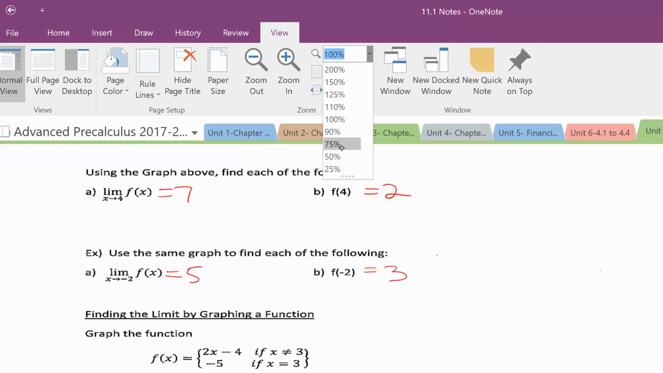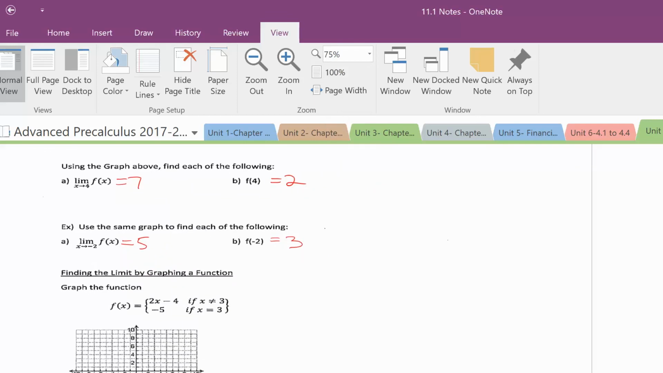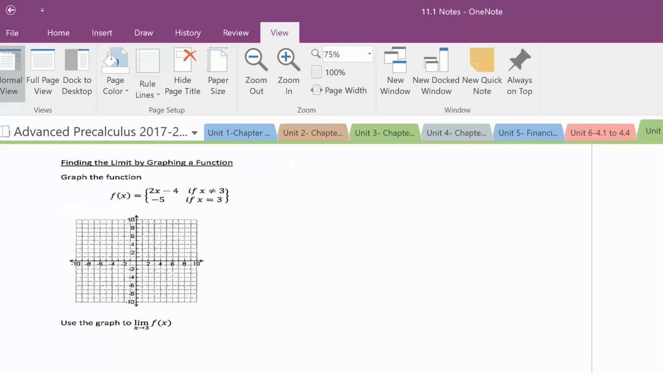Let me just zoom in a little bit more so I can get more of the picture in. All right. So finding the limit by graphing the function, graphing a piecewise function, 2x minus 4 if x does not equal 3. So that means the line starts at negative 4 and goes up over 1, up over 1. And then when x is equal to 3, there's a hole there because it's not. So at 3, 2, and then it goes up over 1 and continues on. So here's our graph, right, with the hole there.